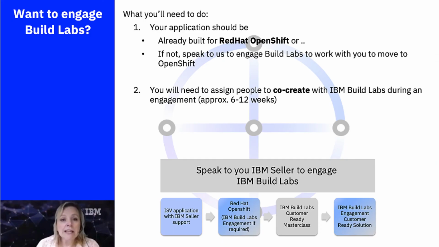So if you'd like to get involved with the team and work with them, then we're looking for applications that are already built for Red Hat OpenShift. Or if they're not, then please do speak to us about how you can engage our wider Build Labs colleagues to help you with that work to move to OpenShift. You'll also need to be prepared to assign some people to co-create with our team during the engagement, which would take approximately 6 to 12 weeks, depending on the complexity of the application.